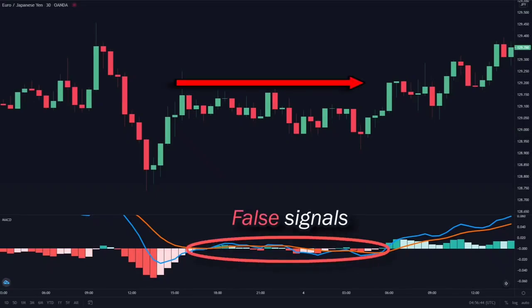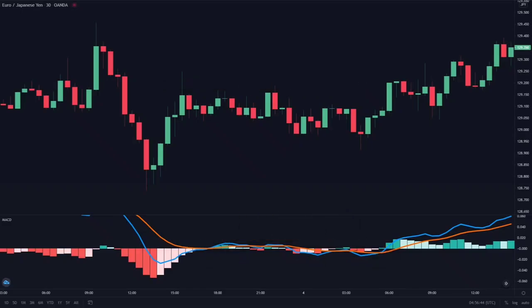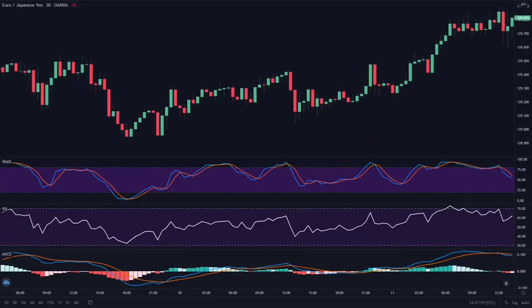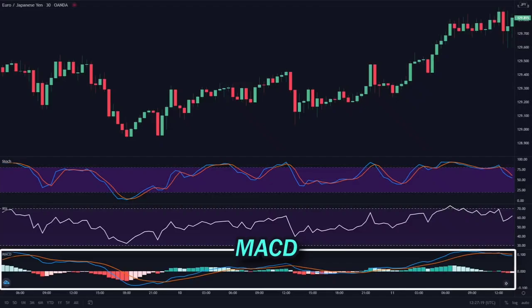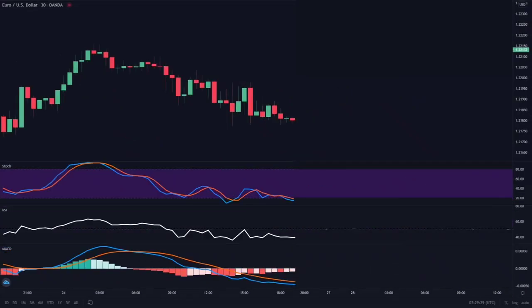So that is why for this combination strategy, we are not going to buy or sell just because the MACD crosses over. Instead, we are using it to give extra confirmation and making sure that the momentum is on our side. And so this is how the stochastic, RSI, and MACD strategy works. First, let's start with our entry signal.